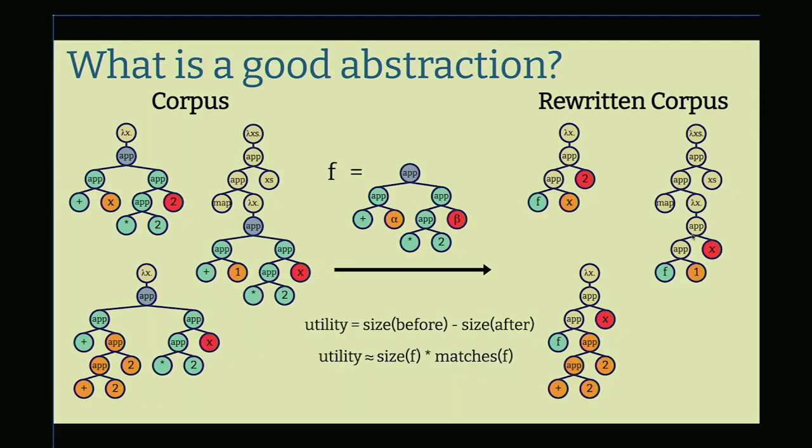And some useful intuition for this is that it's roughly going to be equal to the size of the abstraction f times the number of places it appears. So in this case, it has a size of 7 because there are these 7 blue nodes. It matches at 3 locations, so its utility is 21. And the intuition for that is that there are 21 blue nodes on the left here, because the size times the number of matches basically tells you how much common structure you get to delete.